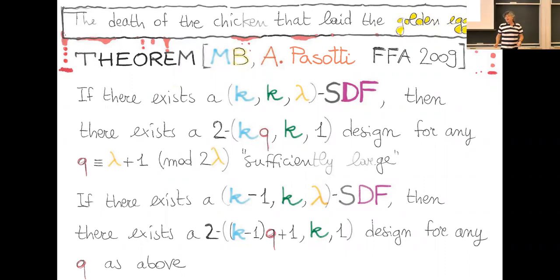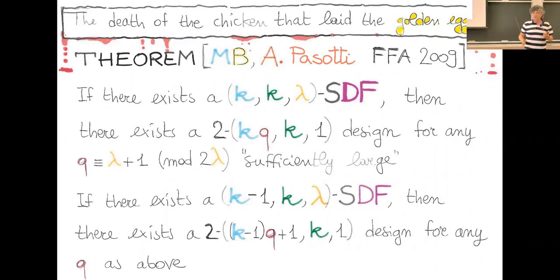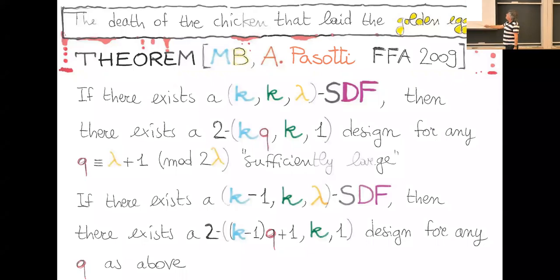Oh, I'm so happy. Now, I decided with Anita, she was my assistant in this murder, to kill the goose of the golden eggs, in a certain sense, because we proved in particular, these are only particular cases, that whenever we have a (K, K, lambda) strong difference family, there are a lot of examples, then you have a 2-(KQ, K, 1) design for any prime power Q satisfying this congruence sufficiently large. But you understand here, I'm not so happy. It is not explicit. Behind it there is the Weil theorem on multiplicative character sums, and you don't have to find a single element x satisfying certain conditions, but many. And a similar result here.